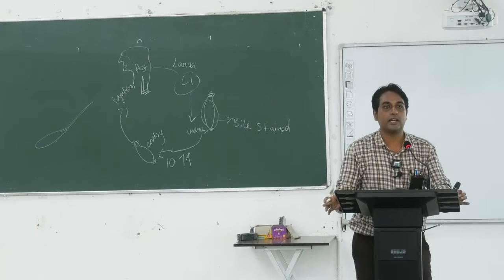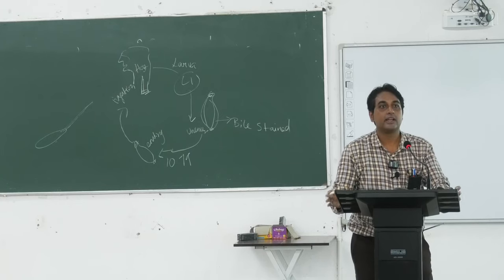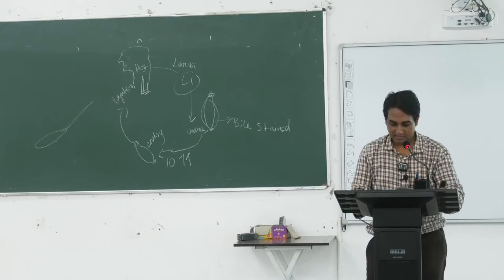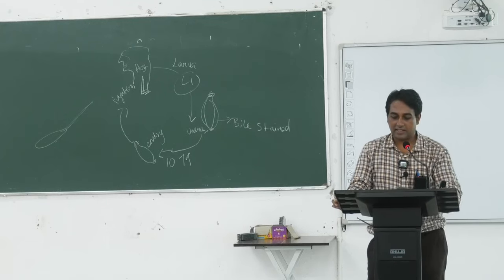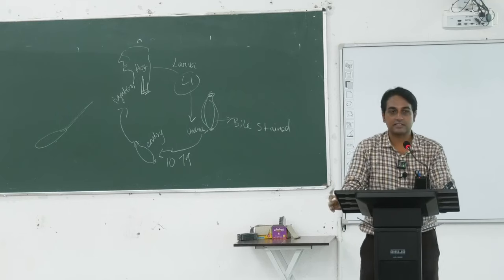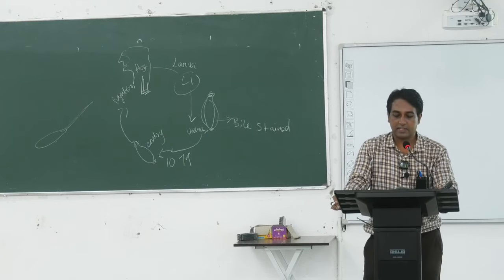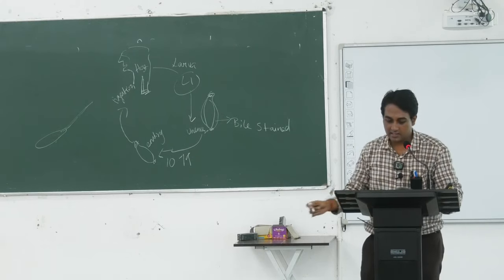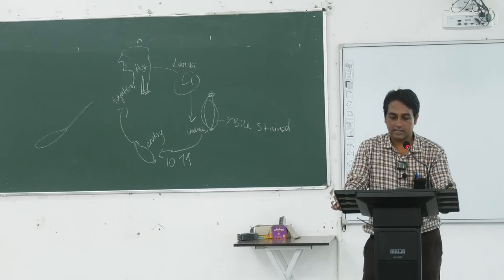The infective form is a common viva question: embryonated eggs containing the rhabditiform larva. Now, pathogenesis. The adult worm invades the intestinal mucosa by a thin thread like anterior end and feeds on the tissue secretions.